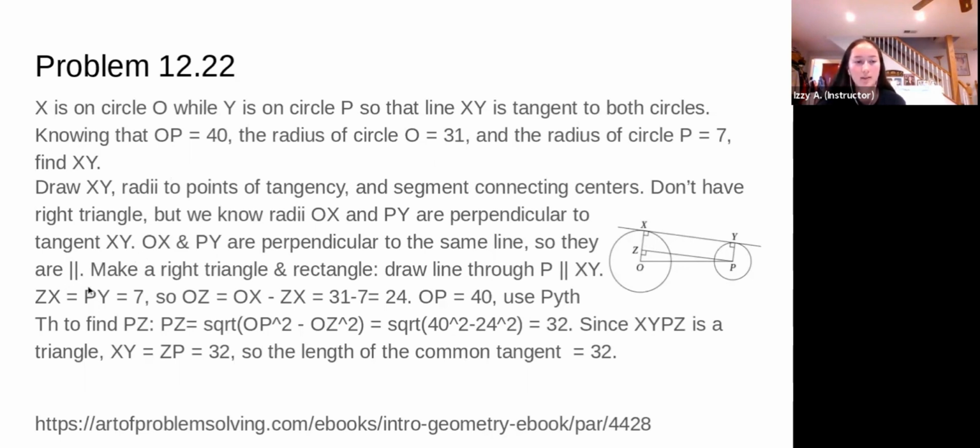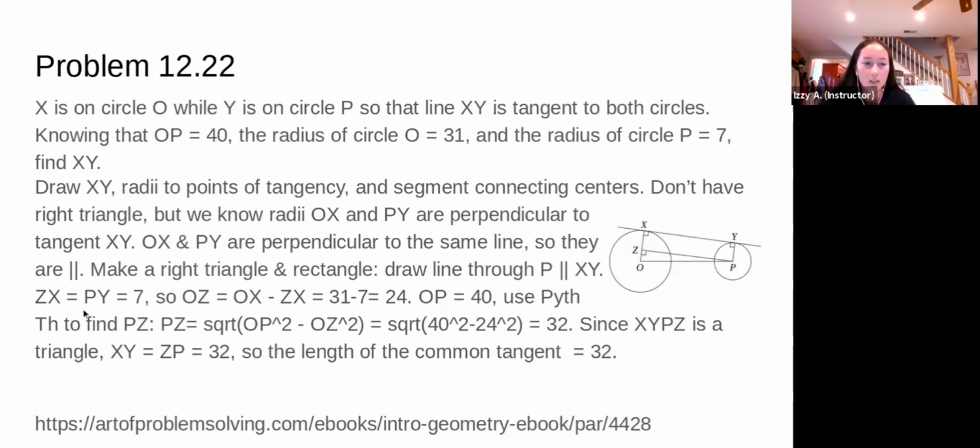Remember that this is a sign that indicates that two segments, two lines, two rays, etc. are parallel to each other. So then what you can do next is you can make a right triangle and a rectangle as shown. So there's right triangle ZOP and rectangle XZPY. And then next, you can draw a line through P. So then that would, as a result, make ZP and XY parallel to each other.